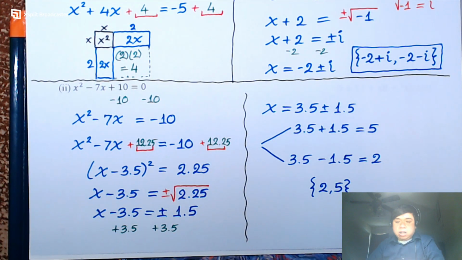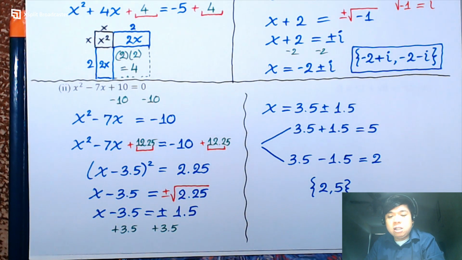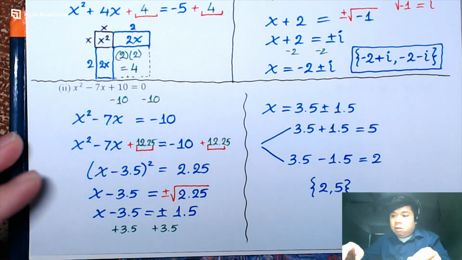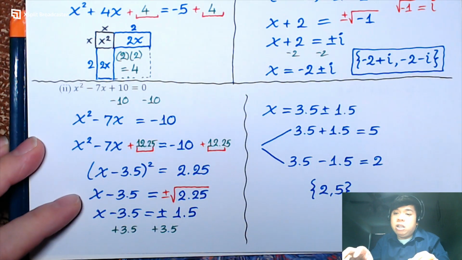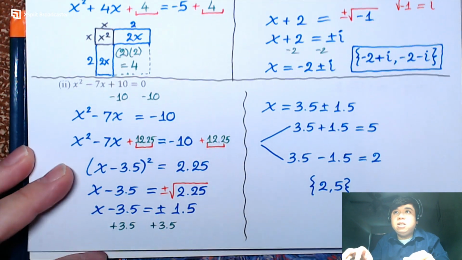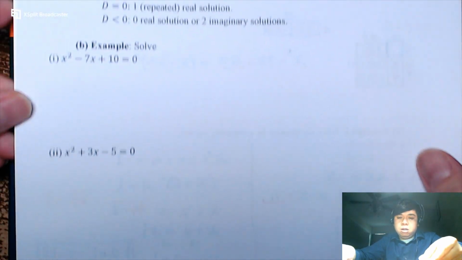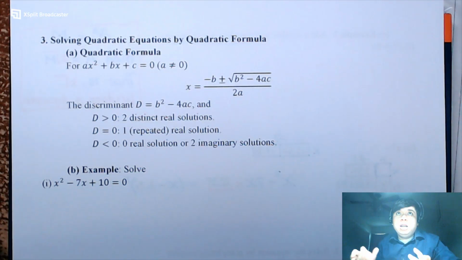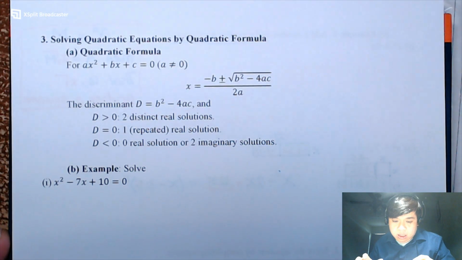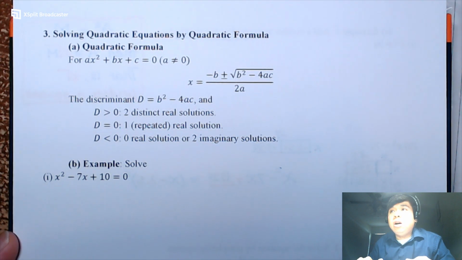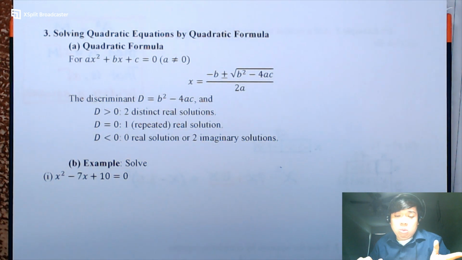Okay, so that's the solution by completing the square. That looks nice, but we're not going to do that because there's a slightly better way to do that. That better way is using the quadratic formula. This is the formula, but we have to memorize it. That's the drawback of the formula.